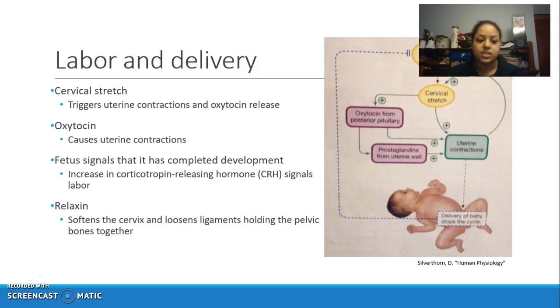Now, it is believed that the fetus itself can signal when development has completed, and this is seen by an increase in corticotropin releasing hormone in the mother right before delivery. And finally, the hormone relaxin, which is used to aid in delivery, will soften the cervix and loosen ligaments holding the pelvic bones together.